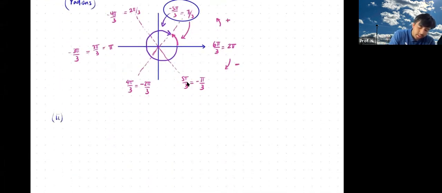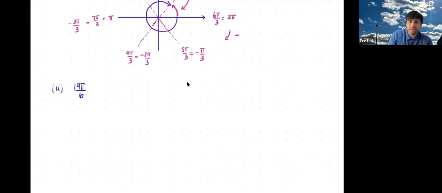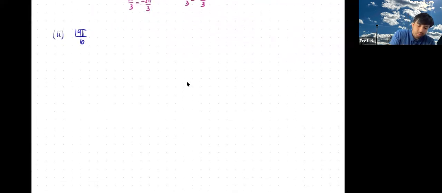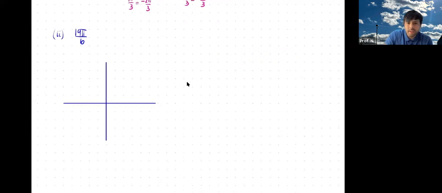So here we have 19 pi over 6. I think it would be helpful to have this kind of graph in mind again that we created. In this case, we have pi over 6, right? Our pi is divided into 6 equal slices. So we have one slice, pi over 6. We have another slice, 2 pi over 6, which is equal to pi over 3.